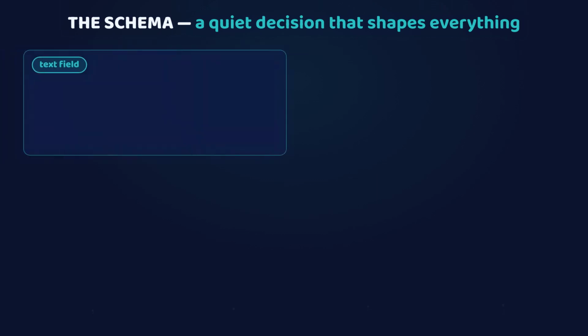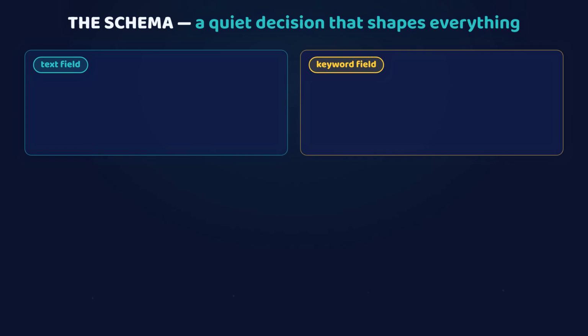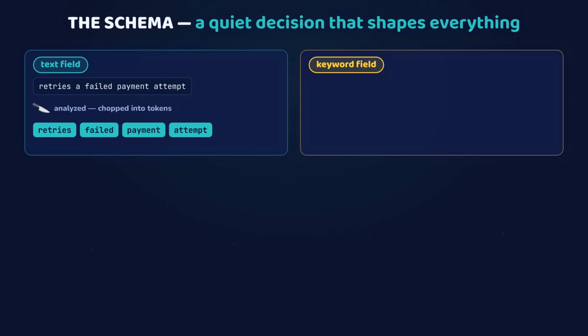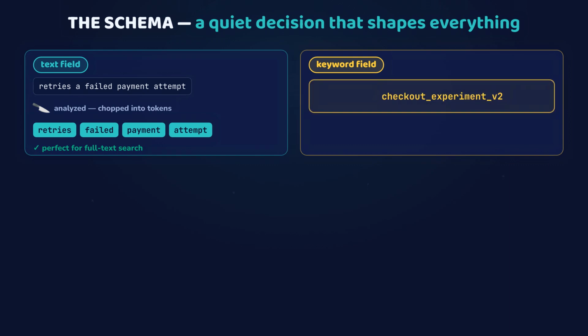Now for a quiet decision that shapes everything downstream. The schema. Every field in the index gets declared as one of 2 types. A text field is chopped into tokens. Retries a failed payment attempt becomes retries, failed, payment, attempt. Perfect for full text search. A keyword field is stored whole and untouched. Checkout.xbrand's A2 stays one exact string. Perfect for filters and exact lookups.